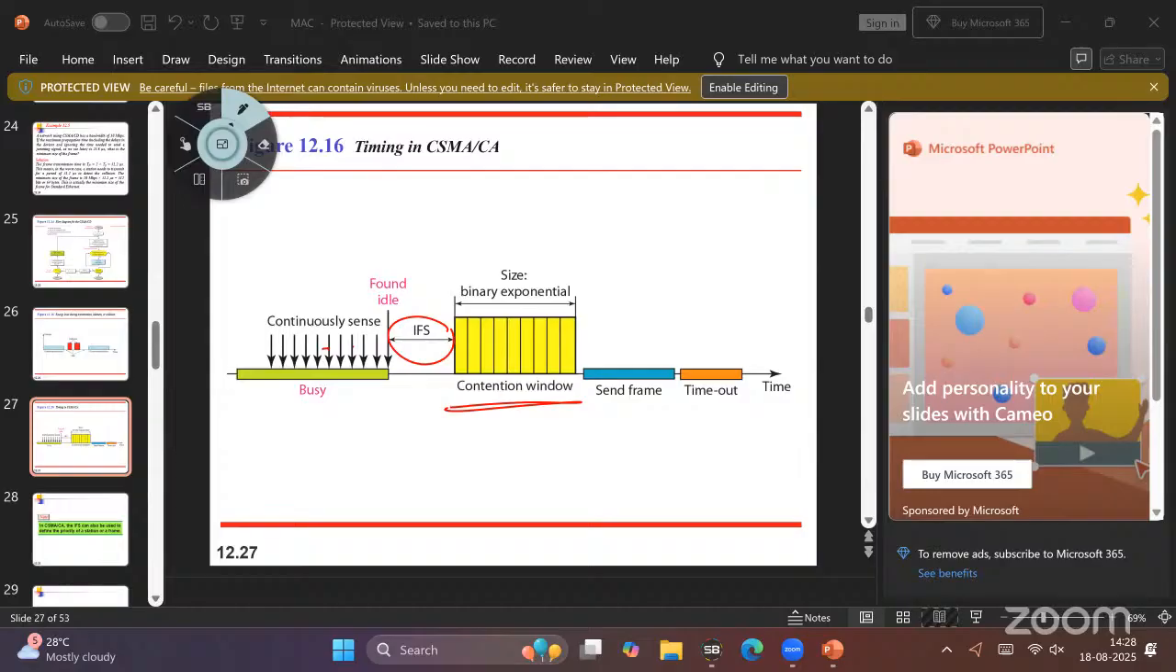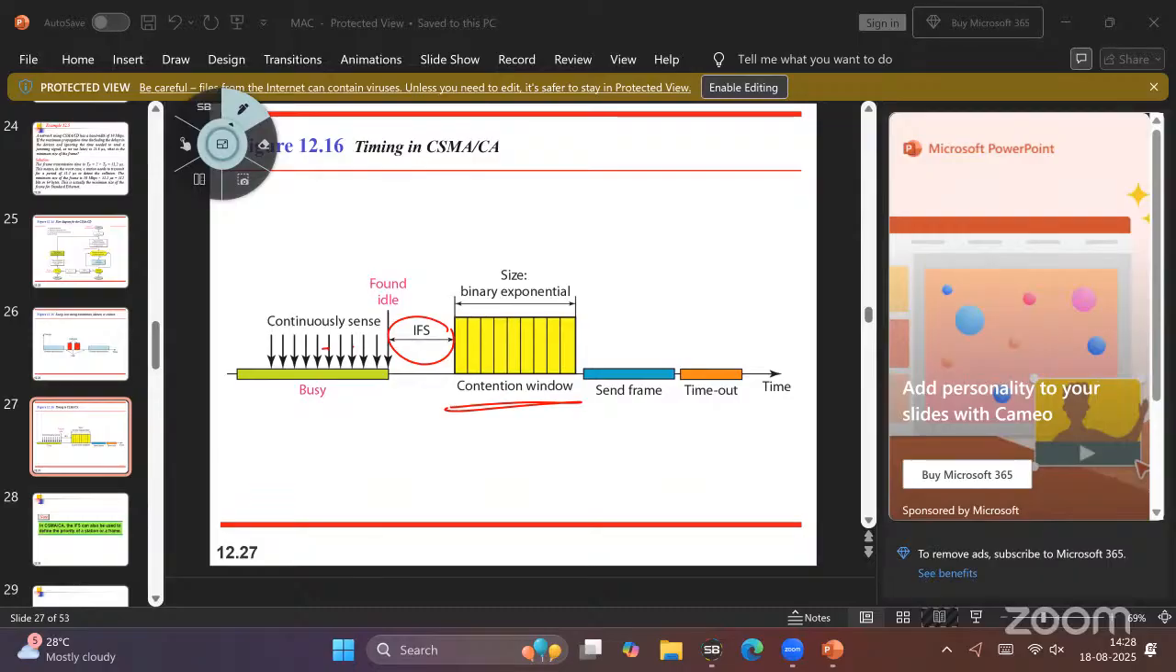First one is CSMA. What is CSMA? Carrier sense multiple access. The first thing we need to do is listen to the channel. If the channel is idle, we need to transmit the data. If the channel is busy, we need to wait some random amount of time.